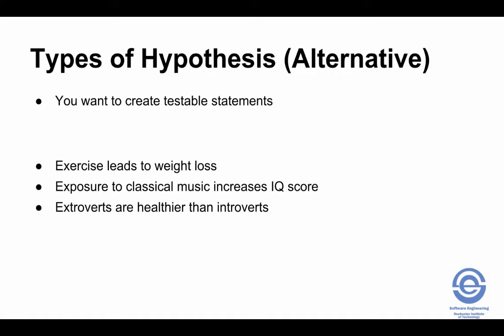So if you're doing a study on 1 million people to see if exercise leads to weight loss, your null hypothesis would be that exercise does not lead to weight loss. Your alternative could be that exercise leads to weight loss. And then hopefully if you conducted your study correctly, you'd see that the null hypothesis could be rejected, and you'd say that there was a correlation between exercise and weight loss.